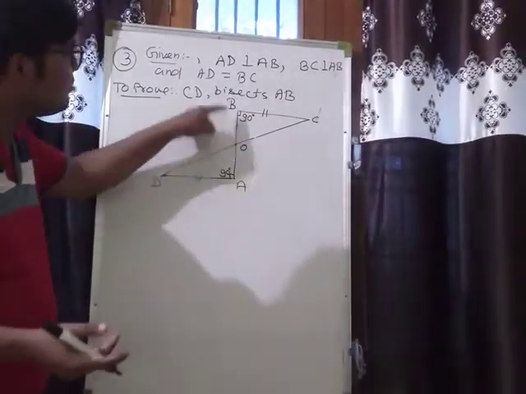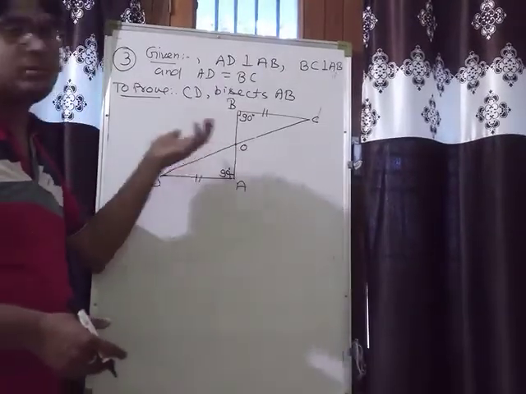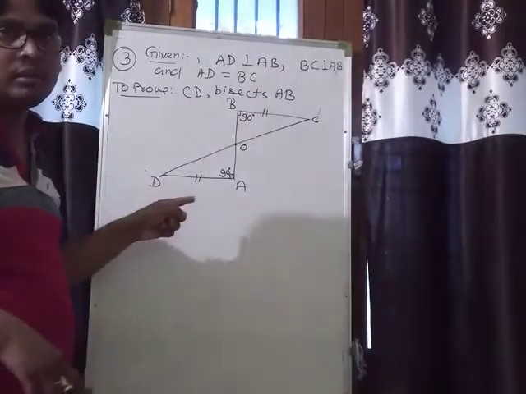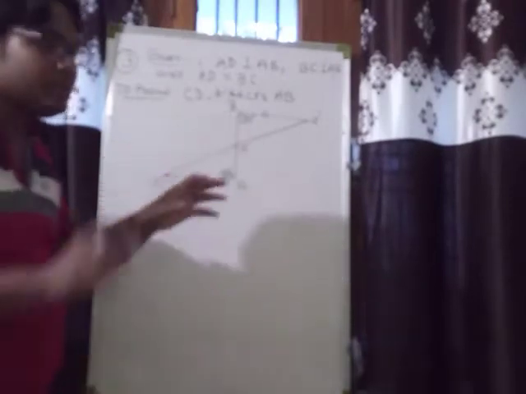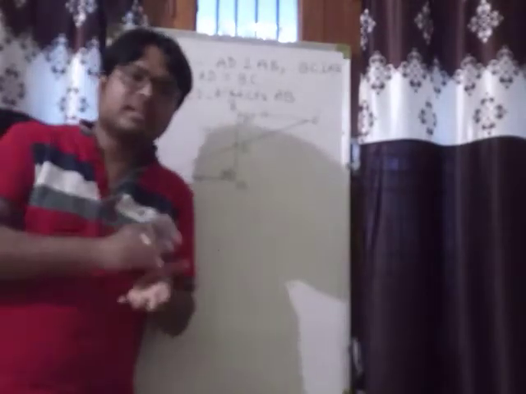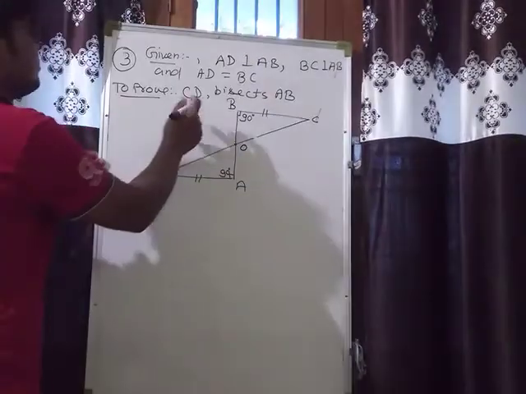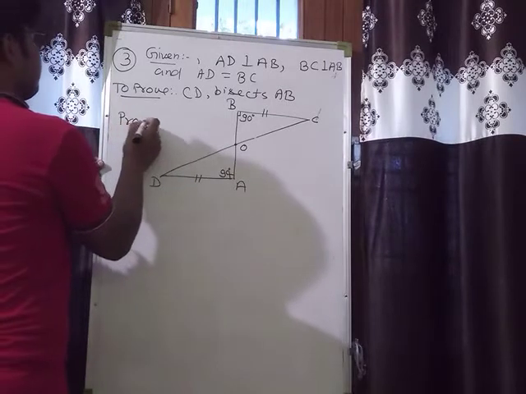Then O will be the midpoint of AB, and because O comes from CD, in that case we can say CD divides AB into two equal parts, and that is the definition of bisector of any line segment. Okay, so we have to prove CD bisects AB. Now I am going to prove this.